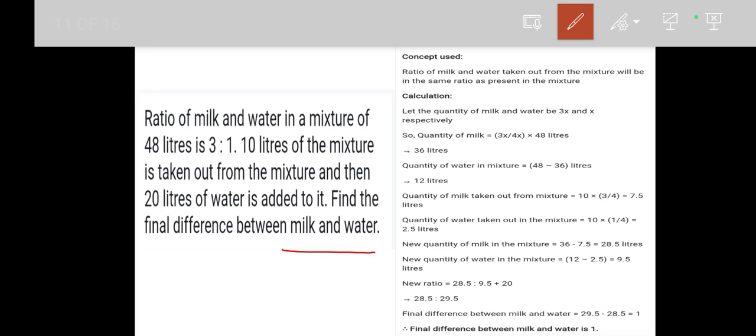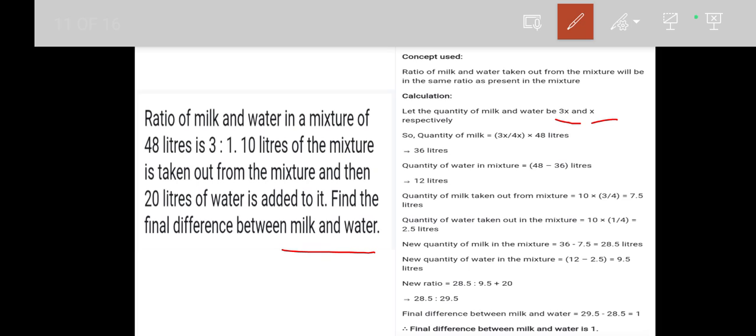Now let us assume the quantity of milk is 3x and the quantity of water is x, because the ratio is given as 3 is to 1, right? Now to find the quantity of milk, it is 3 is to 1, so total will be 4. So quantity of milk will be 3x divided by 4x into 48 liters, because total is 48. So we get 36 liters of milk in that mixture.